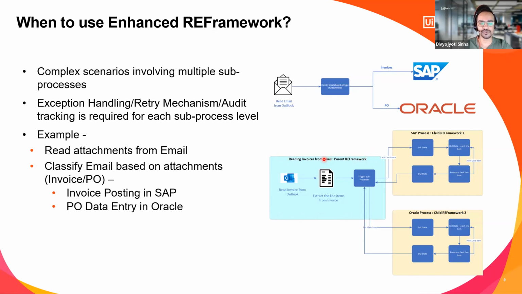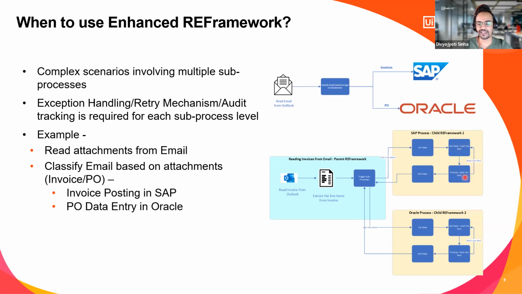You can use one queue for this parent RE framework, which is going to store the invoice file path. At the second step, the SAP process or the Oracle process will be contained inside the child RE framework. The parent RE framework is going to pass the list of line items, scraped from these invoices, on to this child RE framework one, which is the SAP subprocess. And each of these line items is going to be inserted in SAP, right?